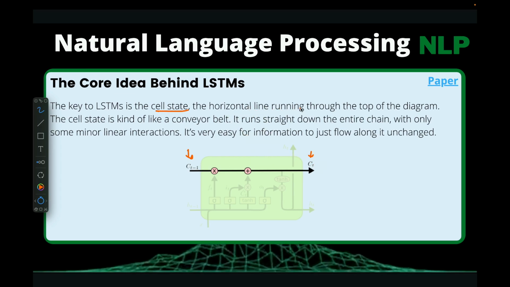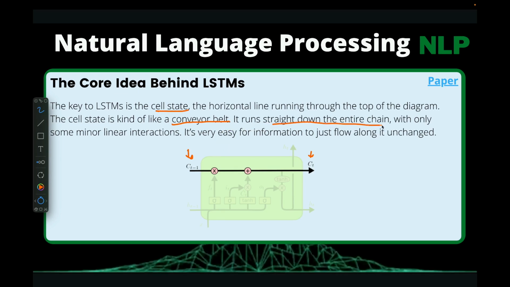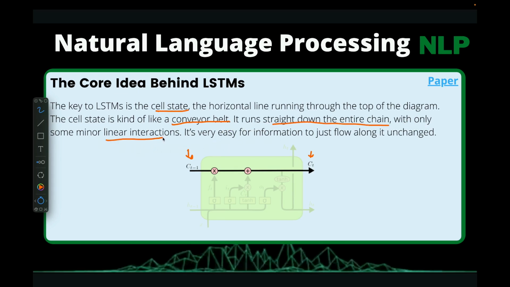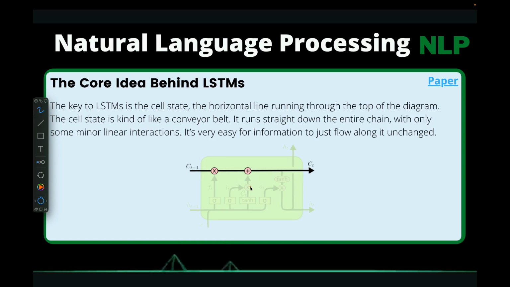We see that the horizontal line is running through the top of the diagram, and this is more like a conveyor belt which runs straight down the entire chain, with only some minor linear interactions. It's very easy for information to just flow along it unchanged. So the line that you see up here is actually connecting the previous cell state to the current cell state. All right, so let's see the next one over here.